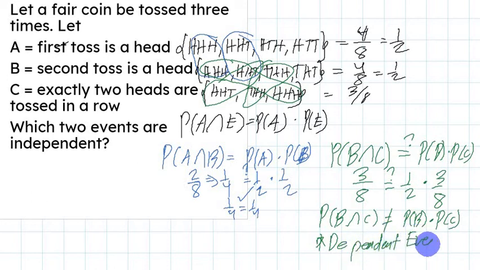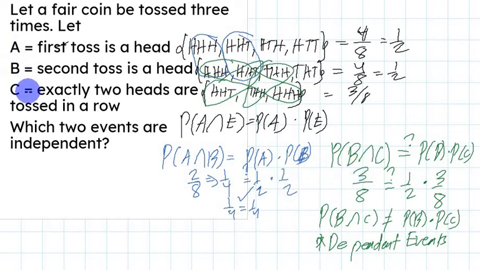Therefore, B and C are not independent, or dependent, let's write that, are dependent events. Meaning, one event affects the other, or the outcome of one event affects the outcome of the other event. Which is true, because if your second toss is a head, it will affect whether exactly 2 heads are tossed in a row. Because that second toss is crucial. If you have exactly 2 heads tossed in a row, it can either be the first and second head, or the second and third head. So that second toss is crucial. Hence, events B and C are dependent.